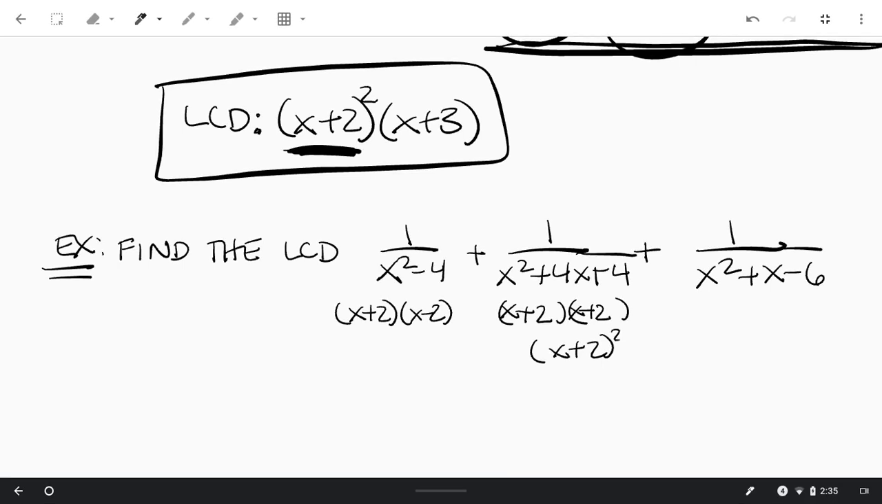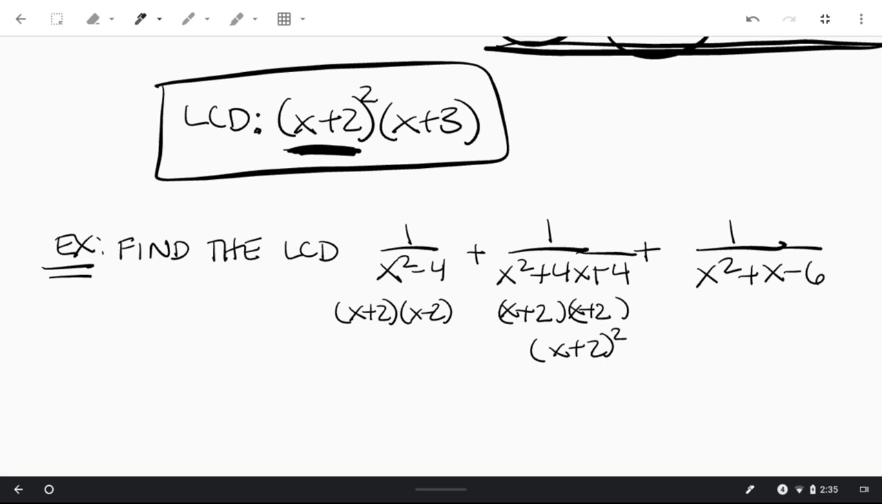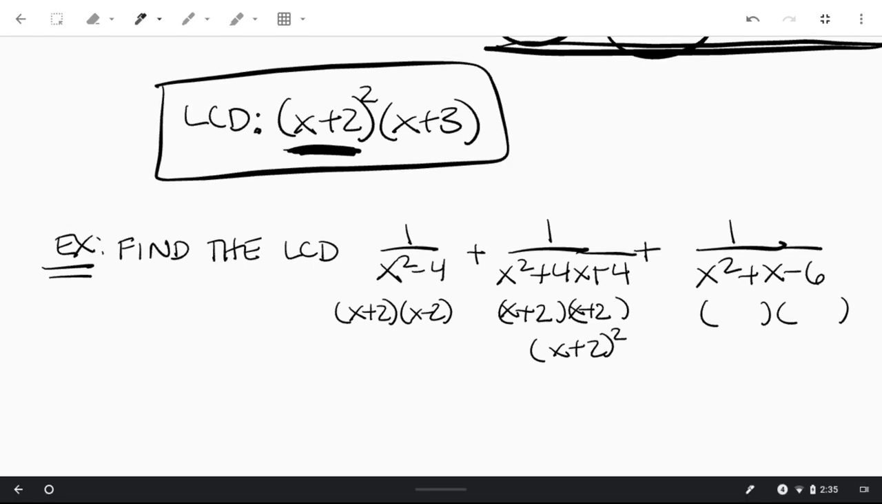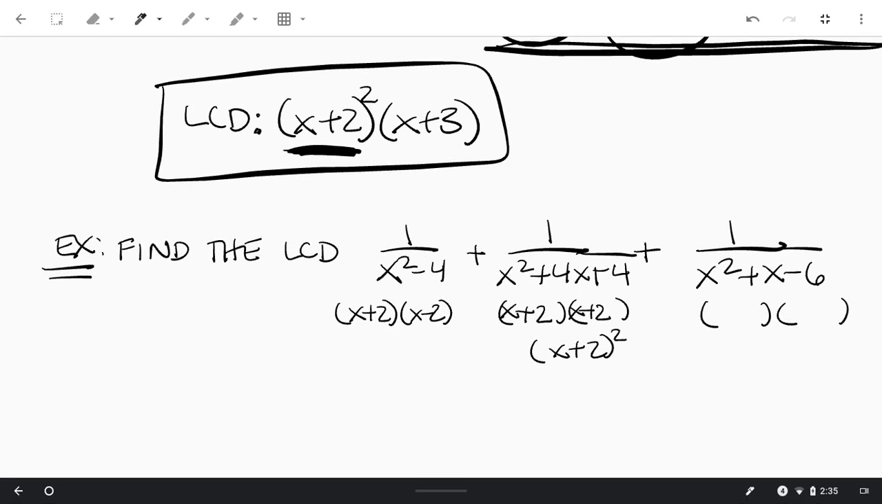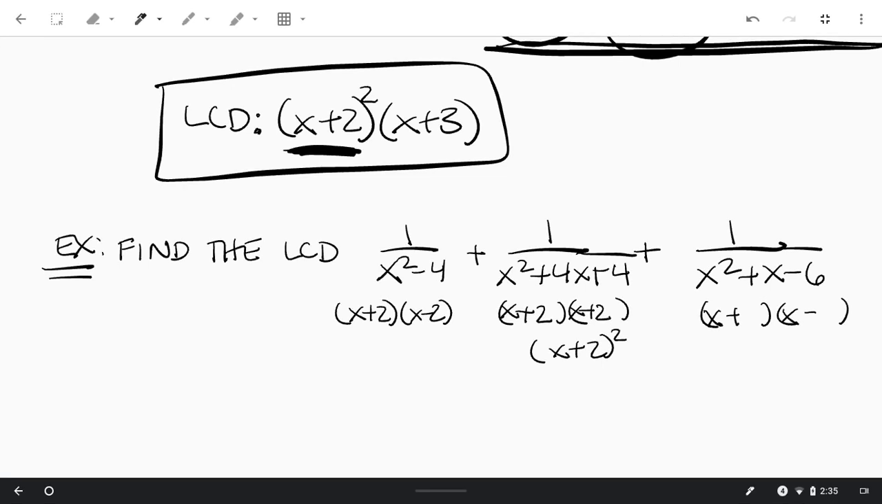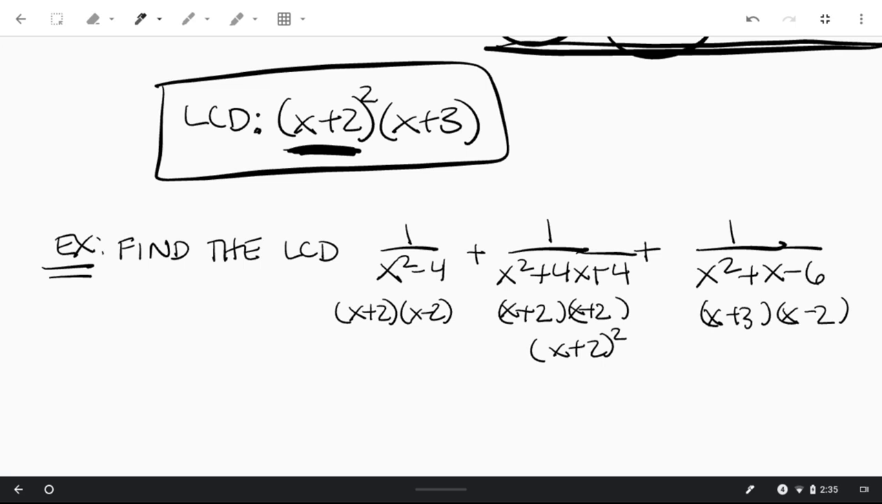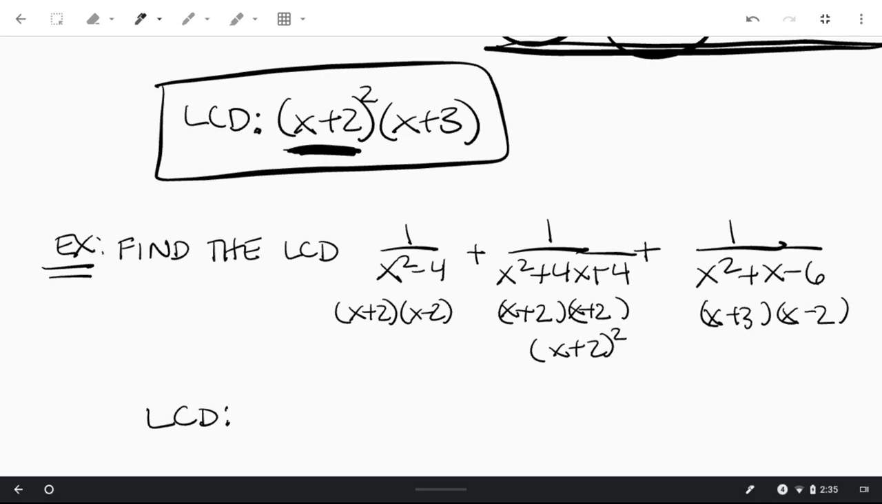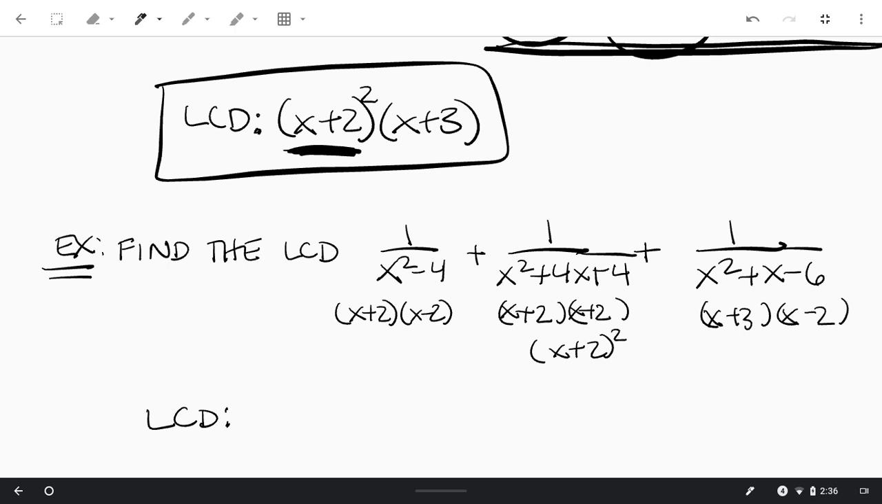Okay. And then this one over here, x times x to make x squared. 1 positive, 1 negative. And we can do 1 and 6 or 3 and 2. And it looks like 3 times 2 is the winner. Okay, so when we do our LCD here, we see that we are going to need all the bases. Let's see what bases are being used. We need an x plus 2. We need an x minus 2.